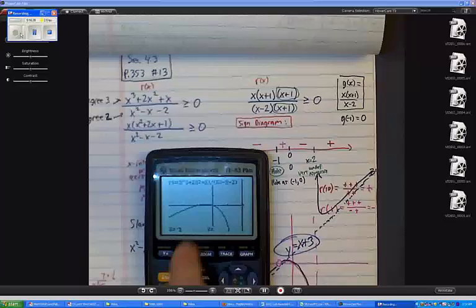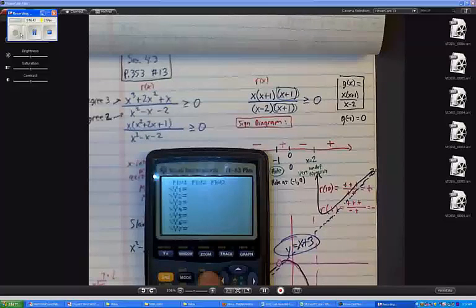So let's go back to the y equals screen. Let's clear this out. And let's put in g of x. It's x times x plus 1. Notice I need the whole thing in parentheses. And then I'm going to divide by, and I open parentheses, x minus 2. Close parentheses. Graph. I'll put the standard graph in there.